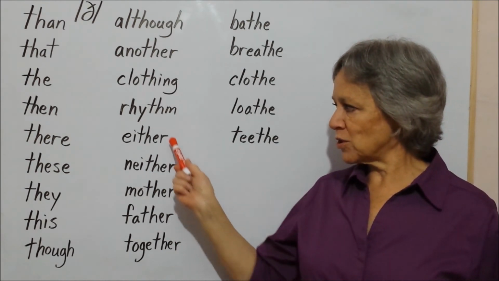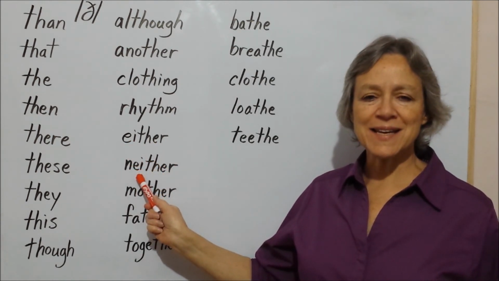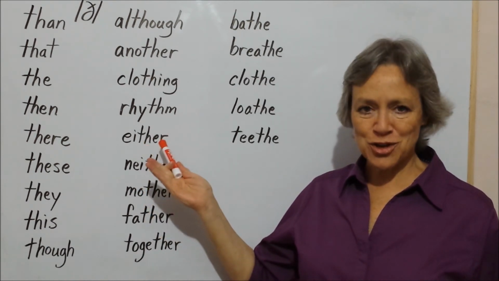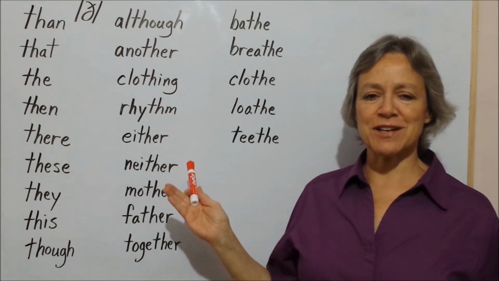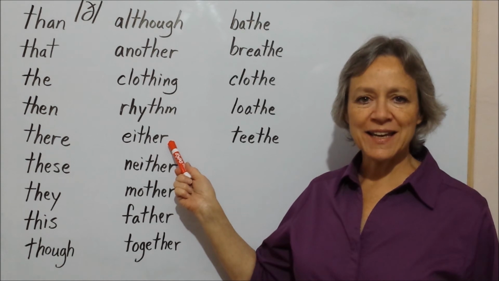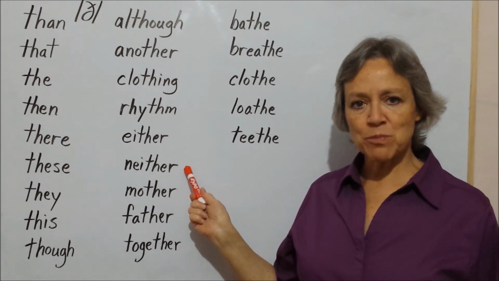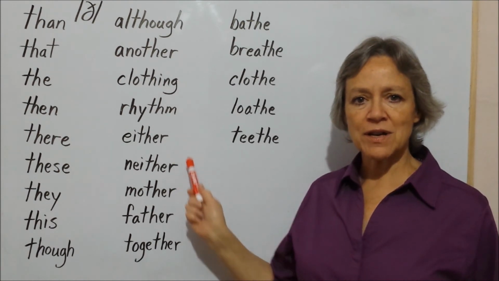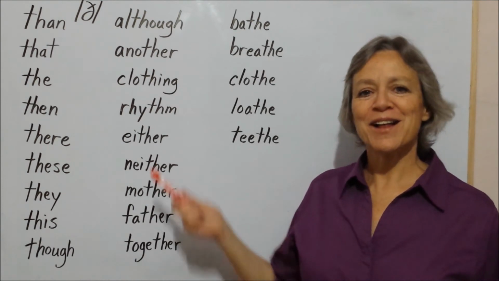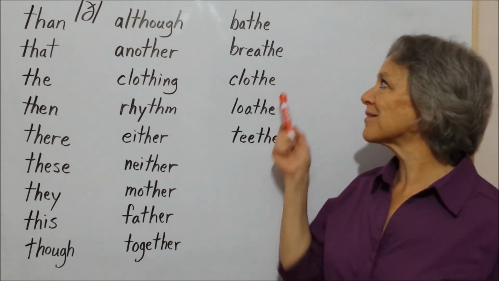Also, with these two words, I pronounce this first vowel sound as E. Some people pronounce it as I, which is also correct. So you can choose to pronounce it whichever way you want. I pronounce these two words as either and neither. Some people pronounce them as either and neither. So again, you can choose your own pronunciation. Let's move on to the third column, and please repeat these words after me.